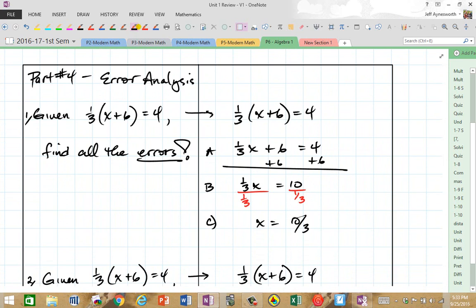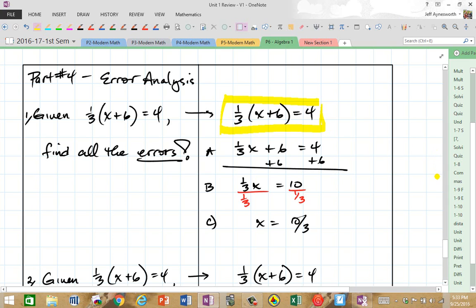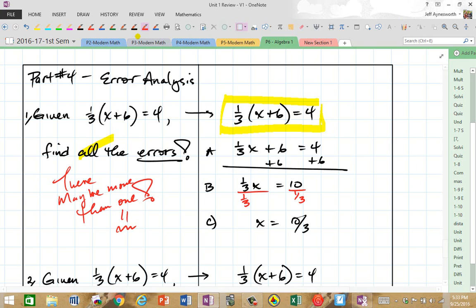All right, last part, part 4, error analysis. Given this equation, find all the errors. All of them. There may be more than one, so keep that in mind. All right, so let's see here in steps A, B, and C, we've got steps. Well, you're supposed to distribute the number in through here.